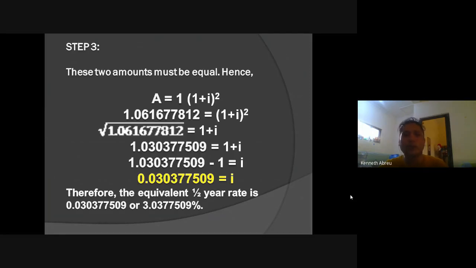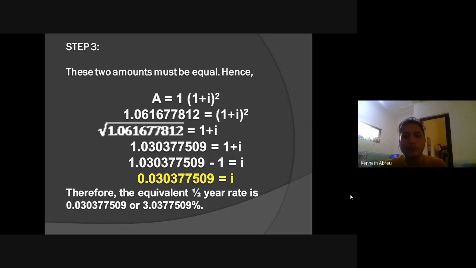Third step, we need to find the value of I, or the periodic rate, by simply using the formula A is equal to 1 times 1 plus I raised to the second power. The compound amount we get from the previous step is 1.061677812, which is equal to 1 plus I raised to the second power. For us to solve for I, we need to remove the exponent by taking the square root of both sides. So we get the square root of 1.061677812 equals 1 plus I.